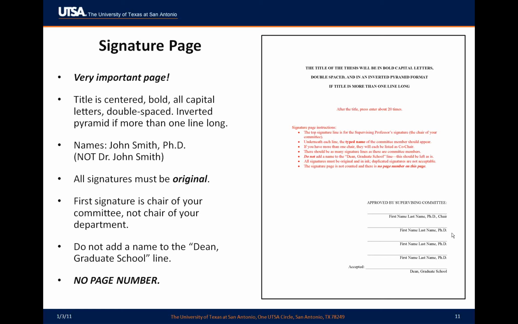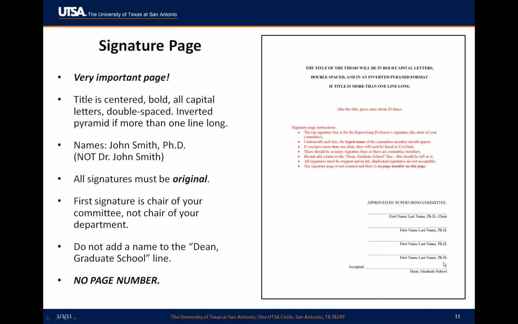The first signature line is for the chair of your committee, not the chair of your department. So if you happen to have two chairs, then you will have two lines. So the first line will be, say, John Smith, PhD, chair or co-chair. And the second line will be Jane Doe, PhD, co-chair. So if you have two chairs, they are both listed as co-chair.